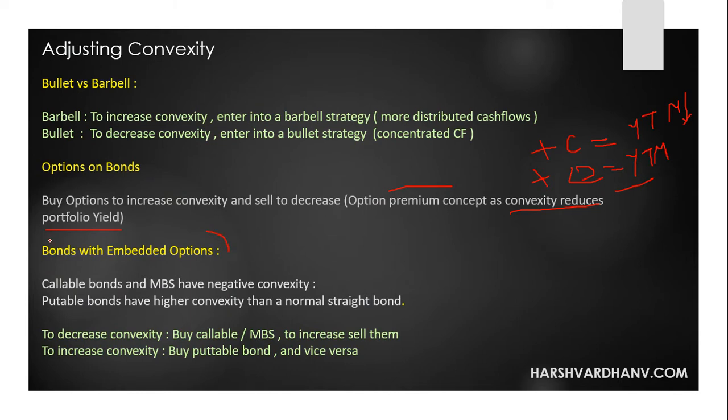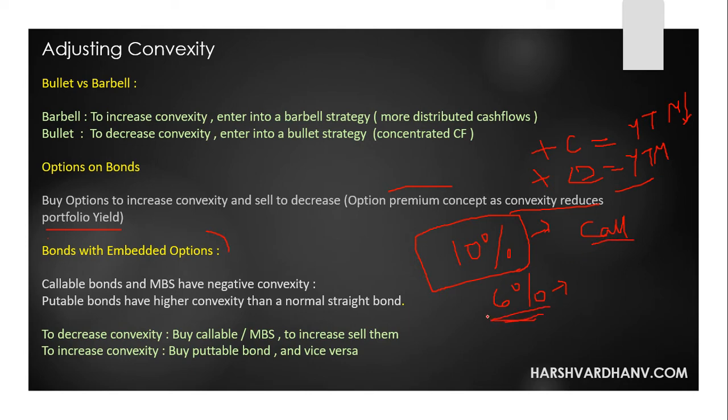Bonds with embedded options: callable bonds and MBS have negative convexity. Why? So we discussed over here. Suppose an issuer has issued a bond at 10% in the market. Now the interest rate goes to 6%. Example, just a hypothetical. Why will he pay you 10%? He has borrowed at 10% from you. Now the market has come to 6%. Why will he pay interest at 10% to you? He will call this bond and issue new securities at 6%.